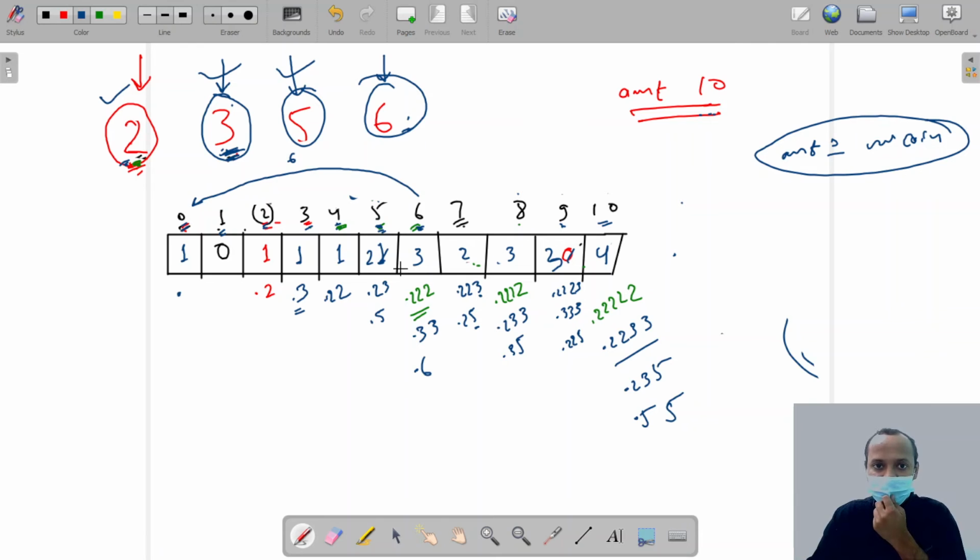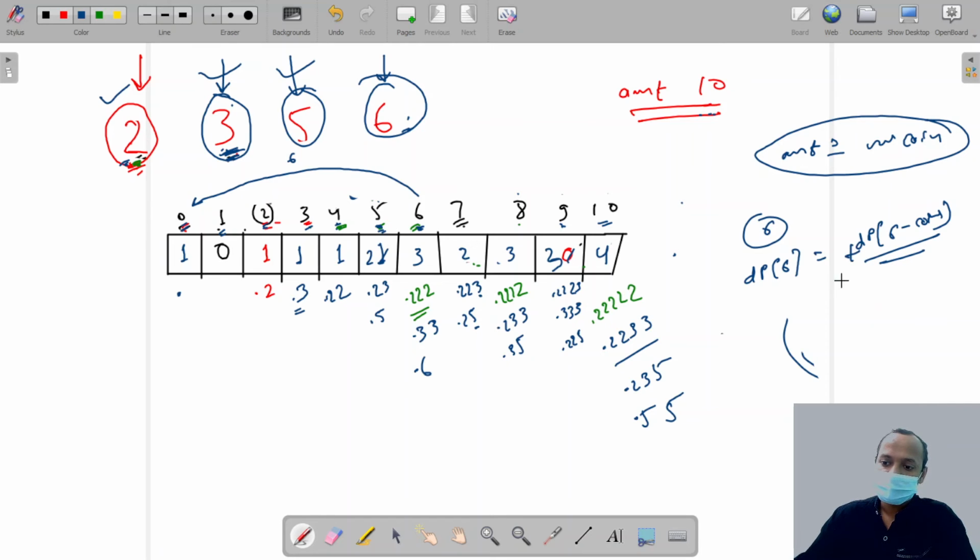So we are just adding the value. If we talk about this one, 6, dp of 6 is equal to dp of 6 minus the value of the coin. Okay, and we are adding every value. Let's suppose when we are using this, first we add this, then we add this. So we are adding the number of ways. We increase the value of this, and we replace the value of the number of ways.